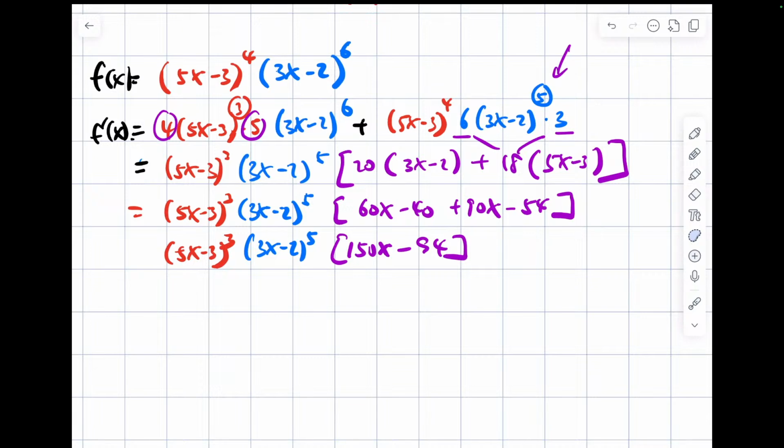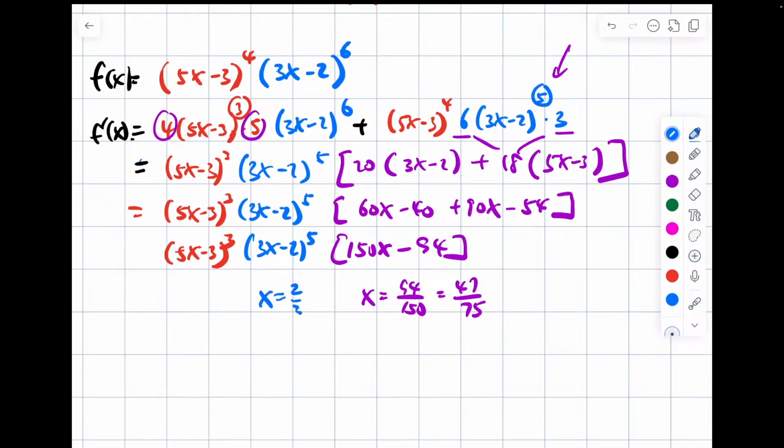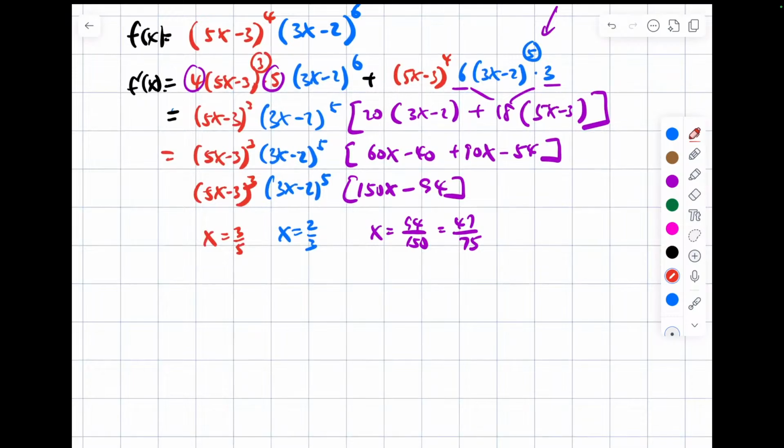18 times 5 is 90, right? Yeah. Is this okay? Now, did I solve for horizontal tangent yet? No. I have to set each one equal to 0. So that's 150x equals 94, so x equals 94 over 150. You can probably simplify it to 47 over 75. This one is going to be x equals 2 over 3, and this one is going to be x equals 3 over 5. So it's just tedious math. Some of you say, I aspire to be an engineer. Guess what? You have to get through the tedious math.